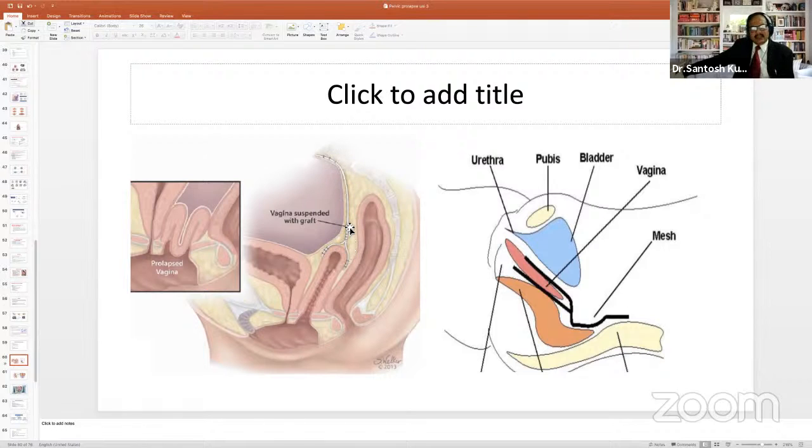This is sacrocolpopexy. This is another picture showing the sacrum, the yellow colored sacrum. The black is the mesh going to both sides of the vagina, and even the uterus, and it can attach to the cervix also.